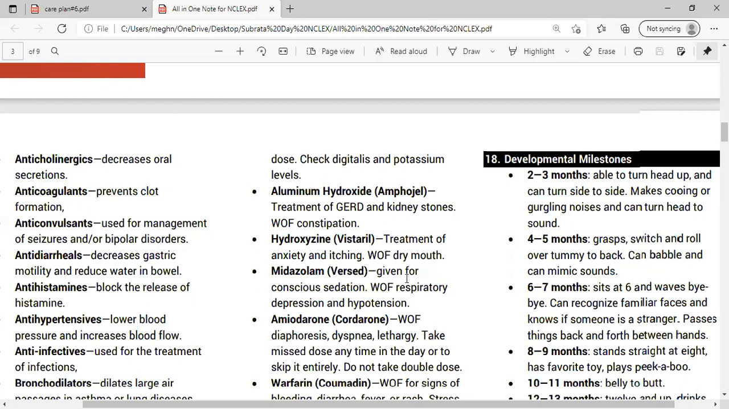Amiodarone. When we give amiodarone, it is important to measure diaphoresis, dyspnea, and lethargy. Take the missed dose anytime in the day, or skip it entirely. So never give the missed dose with the next dose, not a double dose together. Do not take double, right?